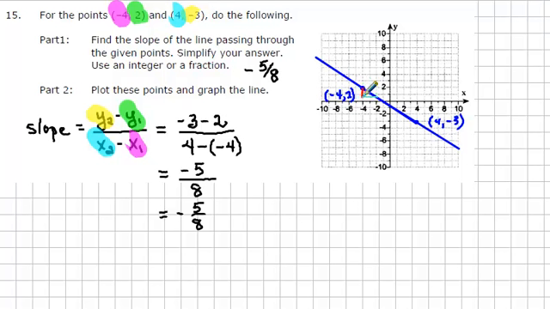We can also see that in order to go from one point to the next, if we start at (-4, 2), if we go down 5, and then go over 8, then we end up at the point (4, -3). So we can think of the slope as rise over run. We're going down 5, and then we're going over 8, and that takes us to another point on the line.